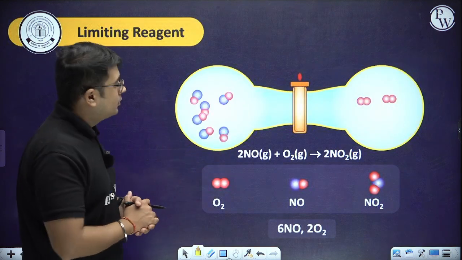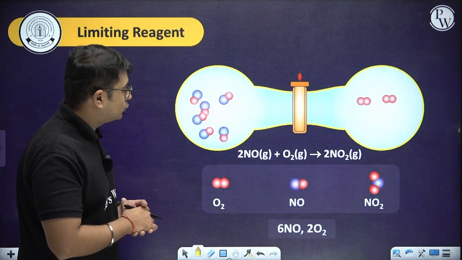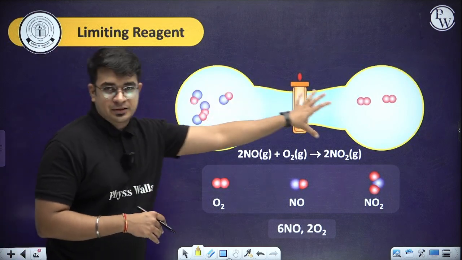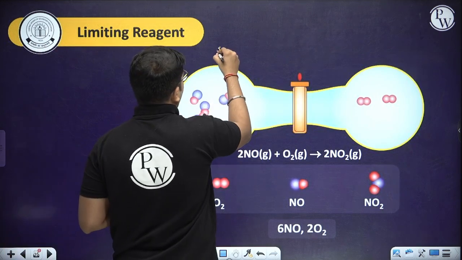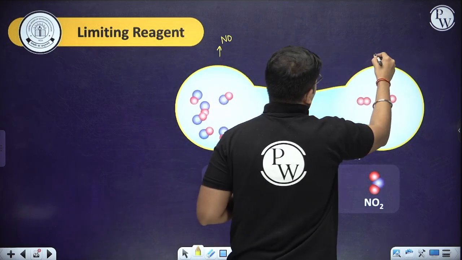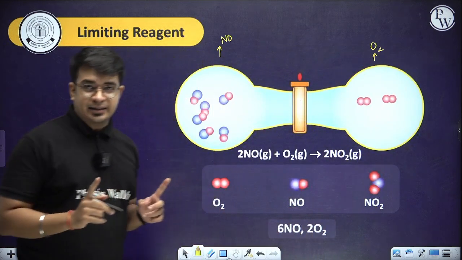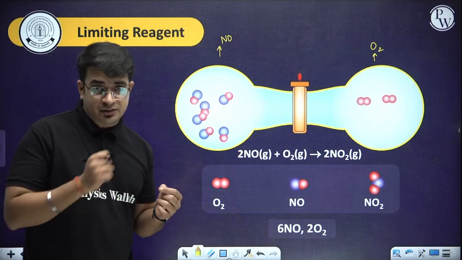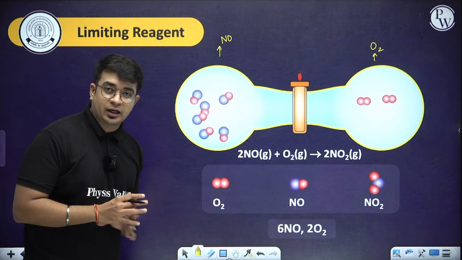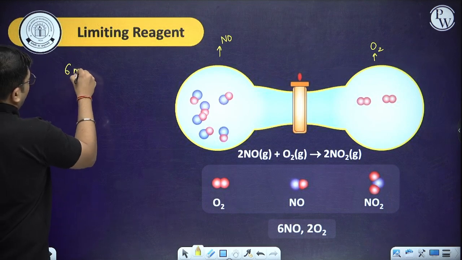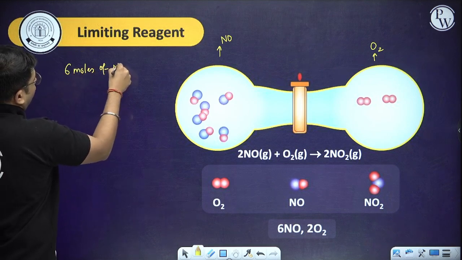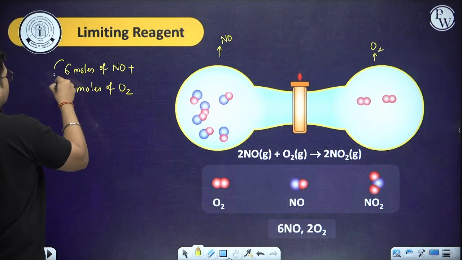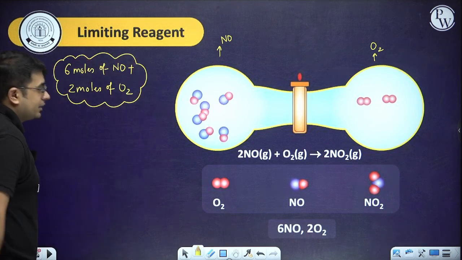Although this was an animation, currently I have put it in PDF, so the animation is not working. So basically you can see 2 bulbs, and in one we have NO gas and in the other we have O2 gas. So I'm starting with the reactants NO as well as O2. Now let's find out whether this question is from mole-mole analysis or limiting reagent. The data of NO and O2 both are given: we are starting with 6 moles of NO and 2 moles of O2. So definitely this question is from limiting reagent.